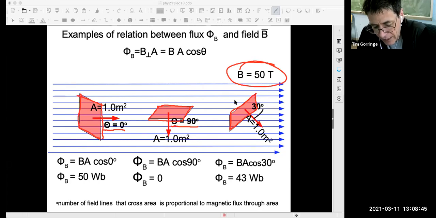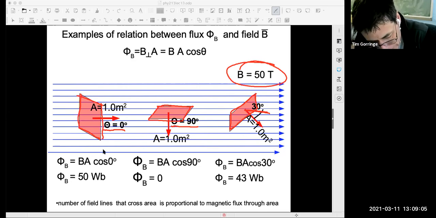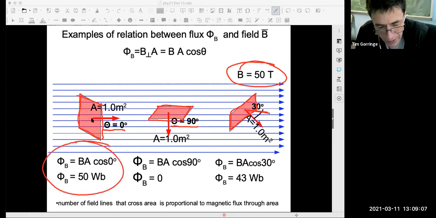There's actually an angle in this case of 30 degrees. Theta is 30 degrees for the angle between A and B. And those three different orientations cause three different fluxes through these three different orientations.